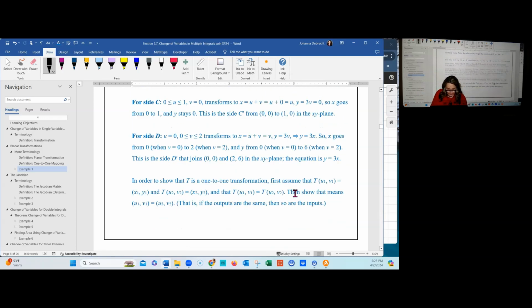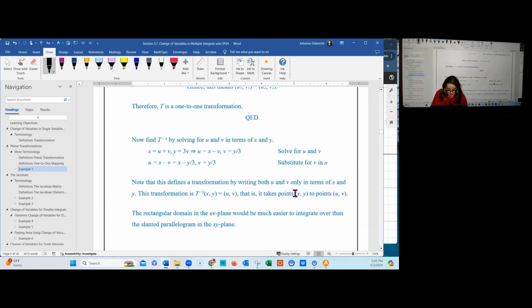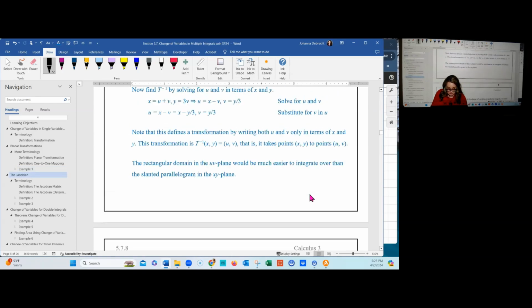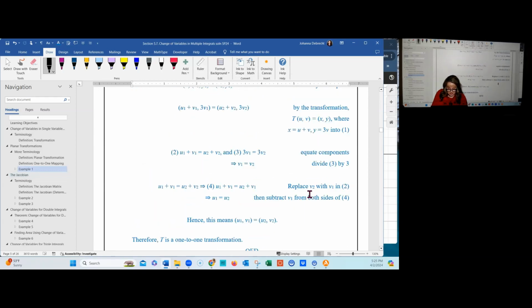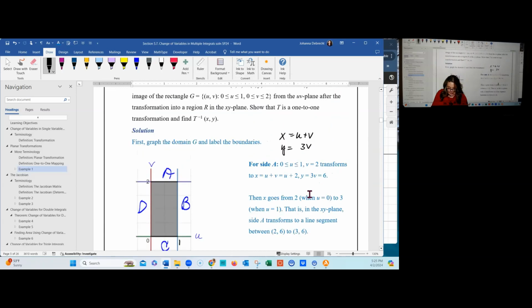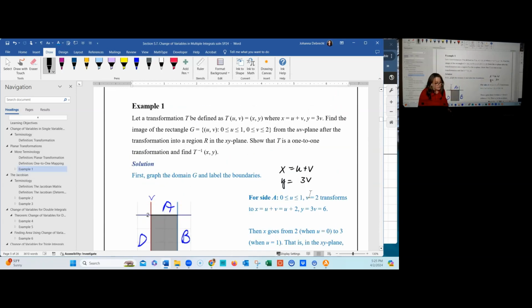Let's now move on and talk about the Jacobian. I've mentioned the Jacobian a couple of times. Oh, we didn't finish this problem. So let's go ahead and finish it. The first thing we did was discuss the image, all right? So we wanted to find the image of the rectangle here in the UV plane. What does it look like in the XY plane? It looks like a parallelogram, two pairs of parallel sides.